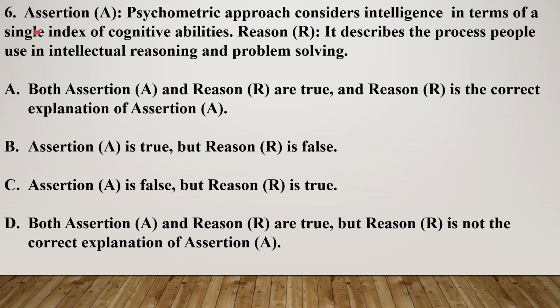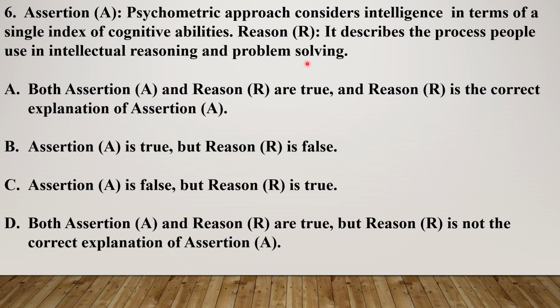Question number 6. Assertion: the psychometric approach considers intelligence in terms of a single index of cognitive abilities. Now this assertion is correct. All the theories of intelligence are divided into 2 approaches. One is psychometric and the other is information processing. Psychometric talks about the structure dimension and it considers intelligence as a single index. So the assertion is true.